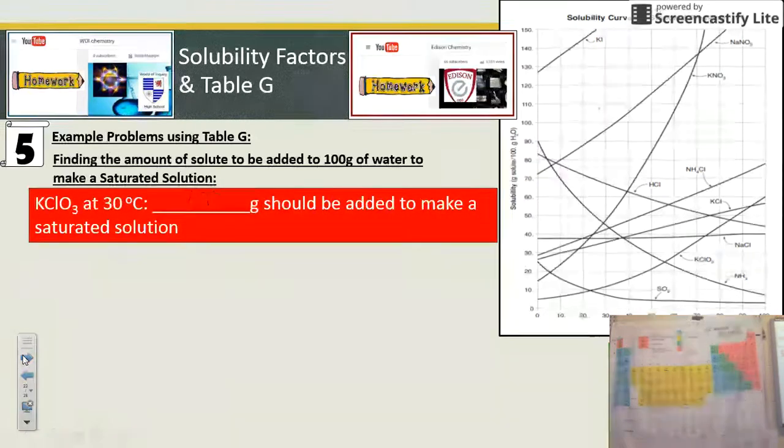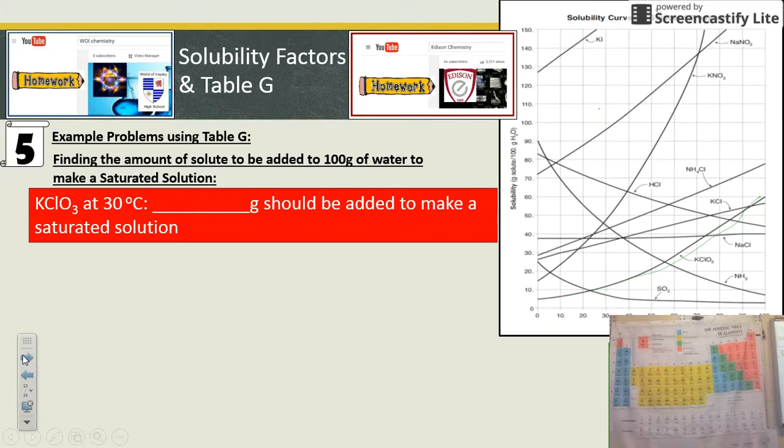KClO3 at 30 degrees. Well, same process. You go to 30 degrees, you look for KClO3, that's this curve right here, okay, a different one. How much should be added to make saturated? Well, we go up to hit the line. It's not very much, probably about 10 grams, not 100, about 10 grams there, okay? I'm not sure if that's showing up, but you should be listening so you can get your answers.